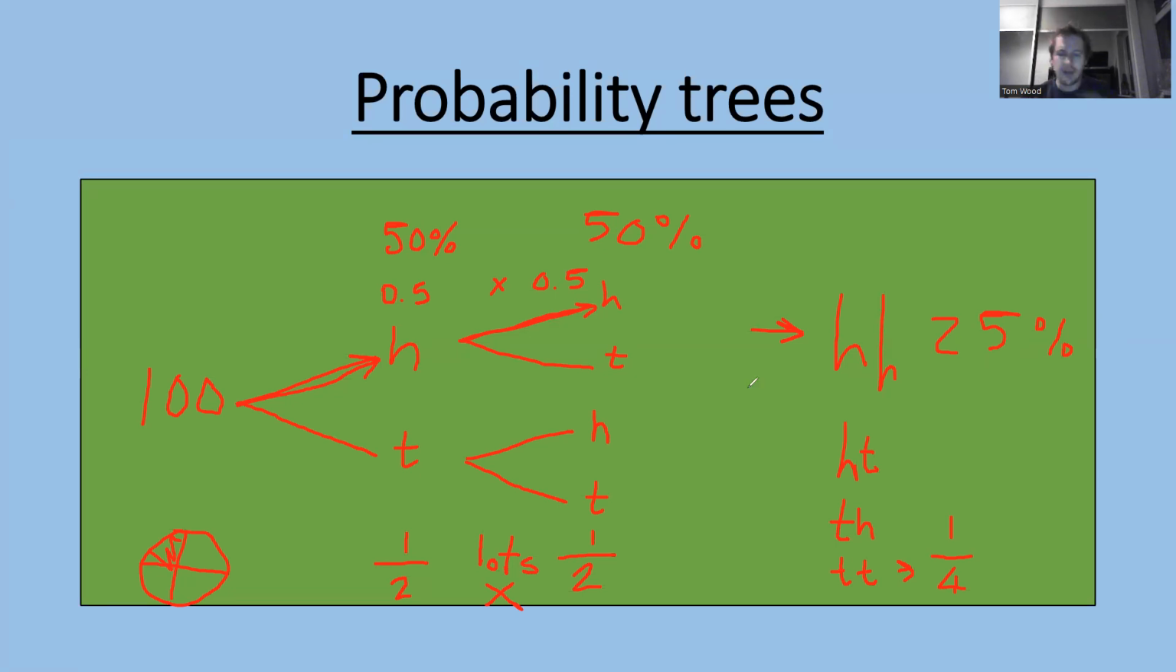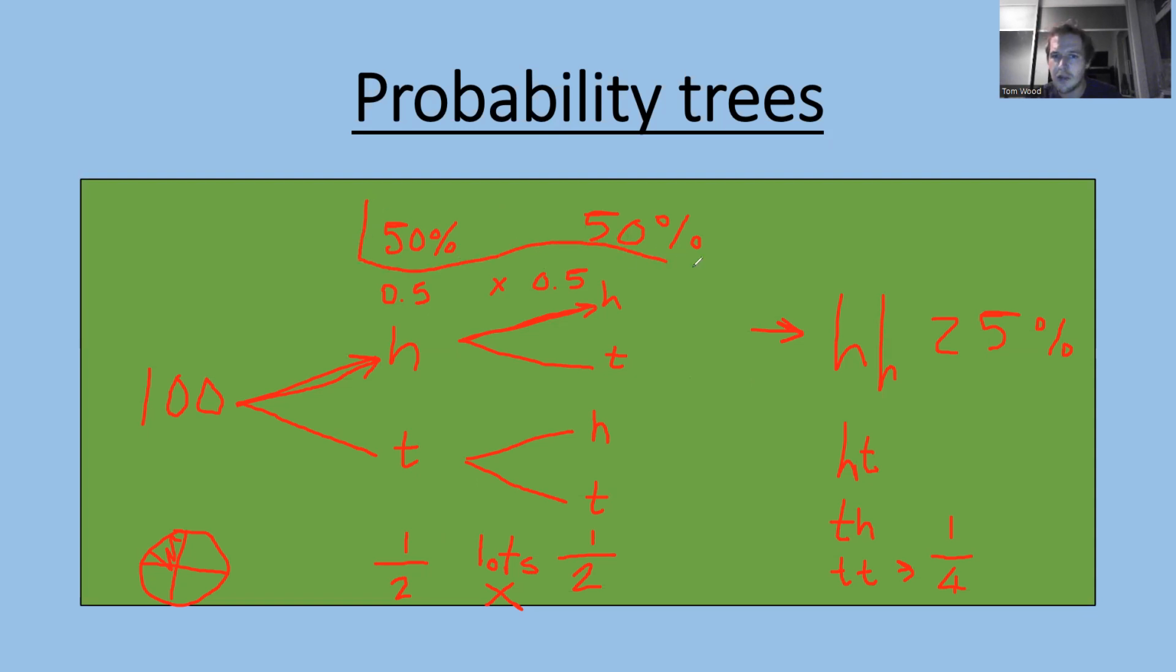So if you are a level 1 learner, please don't worry. This is only for level 2. The main thing that I want to highlight with this is I'm just trying to show you why, as a bit of an explanation, we multiply down the branch. 0.5 times 0.5 is the same as a half times a half. It is the same as finding 50% of 50%.